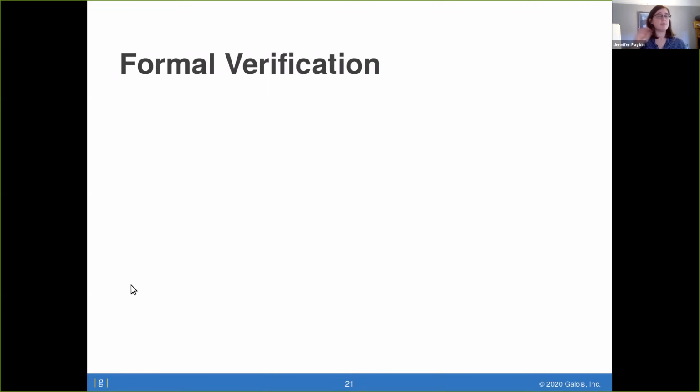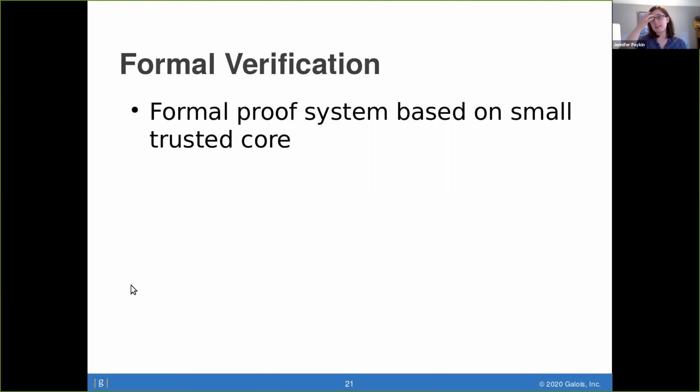Okay, so what is formal verification? I do apologize because we've gotten pretty far into this talk without actually saying what this is. But essentially, formal verification is a proof system. So it's a way of reasoning about what your programs do based on a small trusted core. So we start with some baseline truth and ways to prove facts on top of it, and then we build up from there.